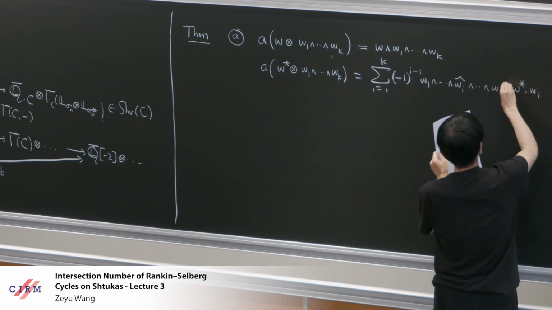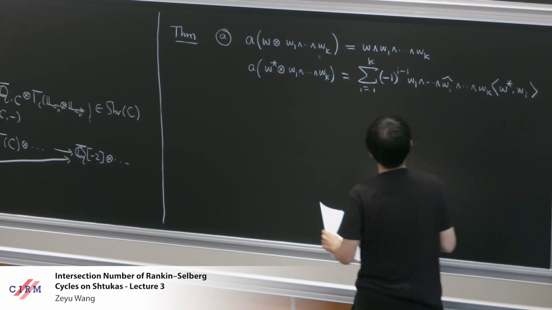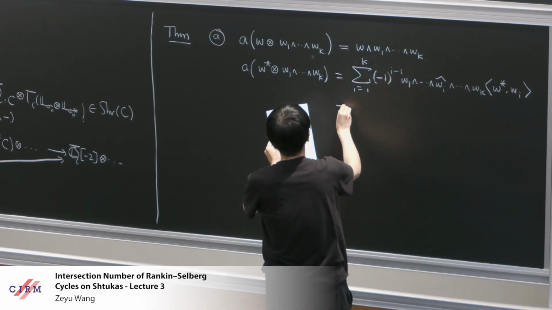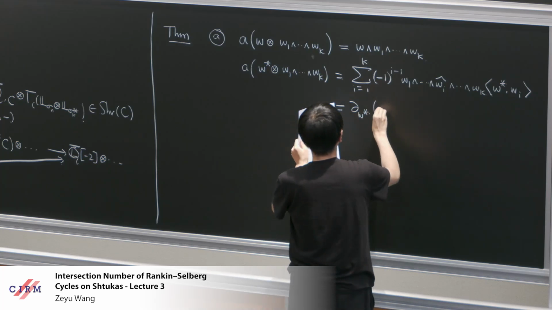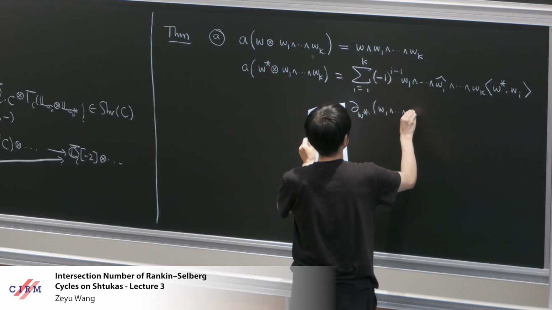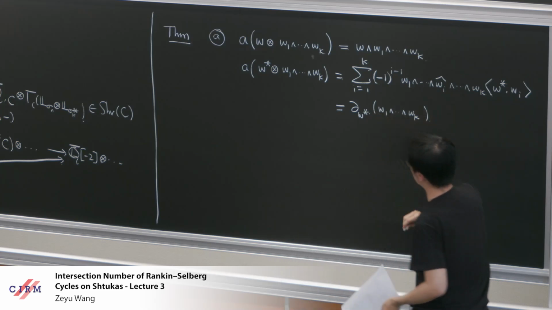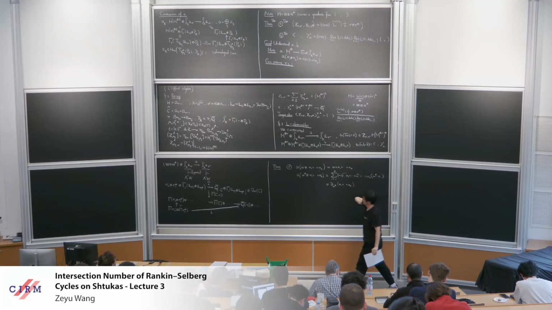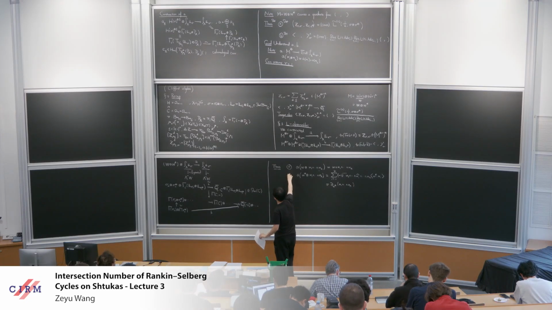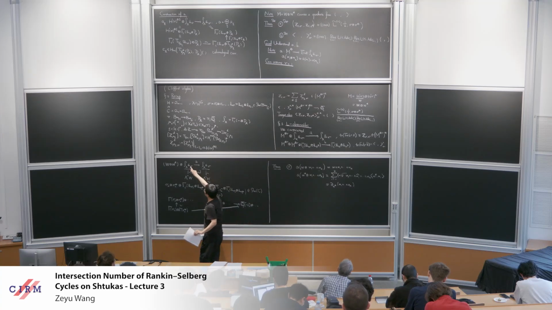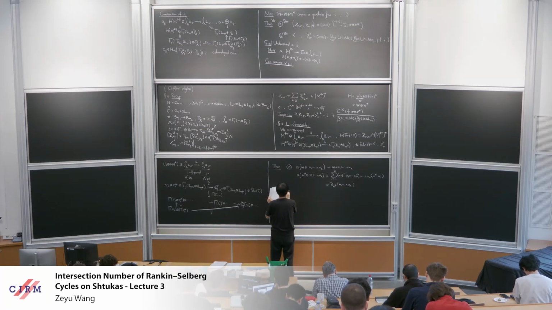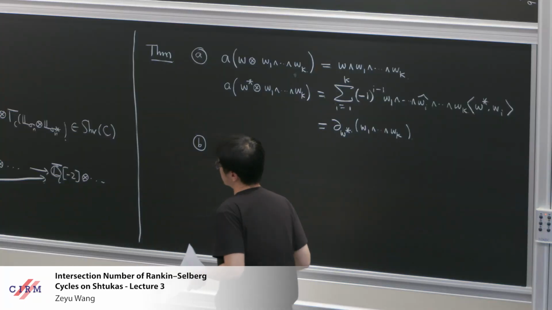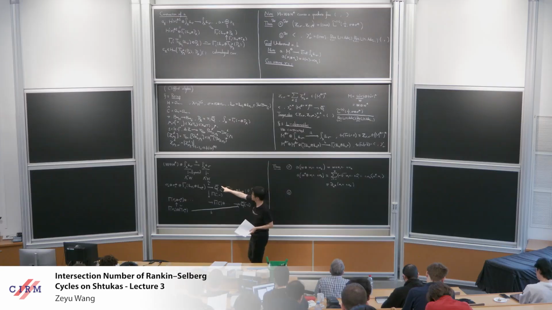Okay, so I want to think of this as applying the differential operator W star to this function W1 wedge to WK. So this says that this action map is really just the action by differential operators. And the second, okay, about B, so I want to describe this map.